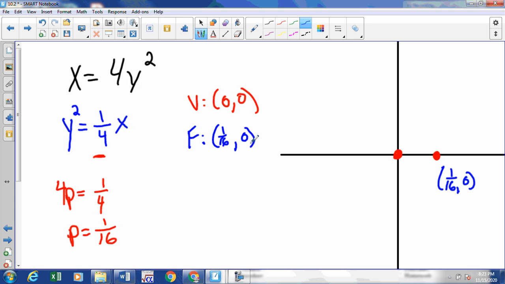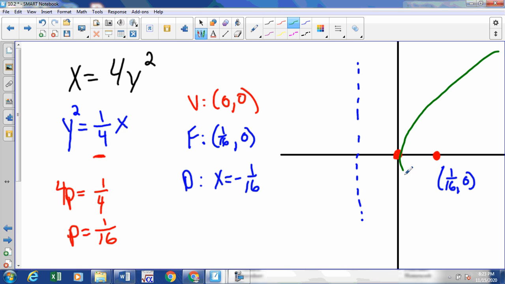So there's my focus. And then my directrix would be this line back here, which would be x equals minus p, which is negative 1/16. And then if I draw my parabola, I'm not going to deal with the latus rectum right now and some of those kind of things, we can get to here.